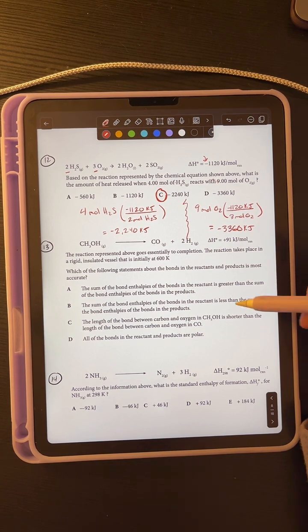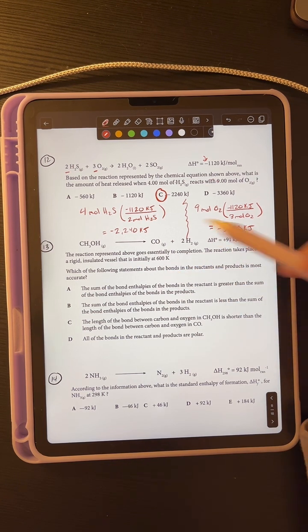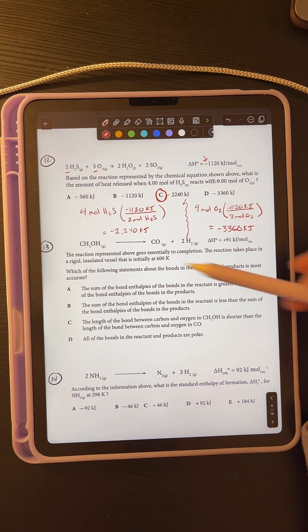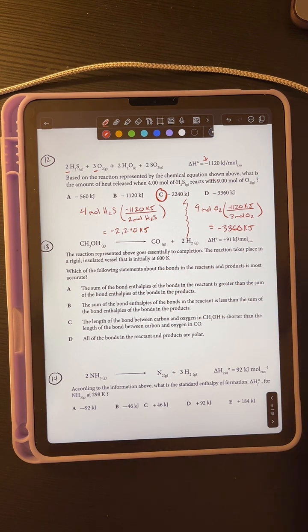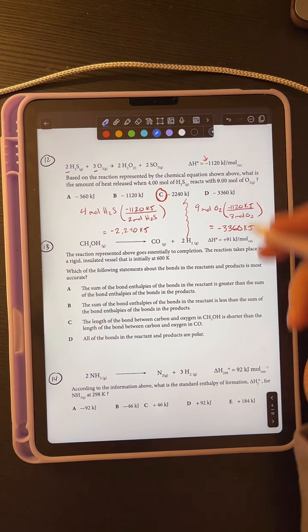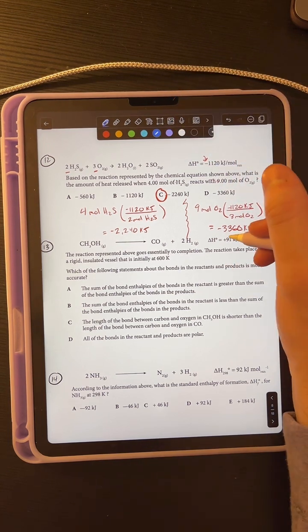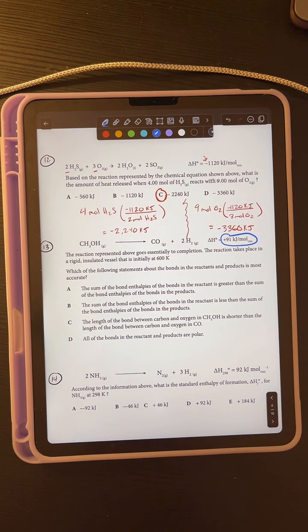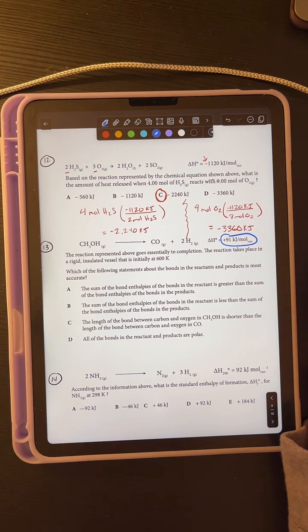Okay. So here we say the reaction takes place in a rigid insulated vessel that is initially at 600 Kelvin. Which of the following statements about the bonds in the reactants and products is most accurate? So this is where we're going to compare our bonds of our reactants and products, and we're looking at this value here, our delta H value.